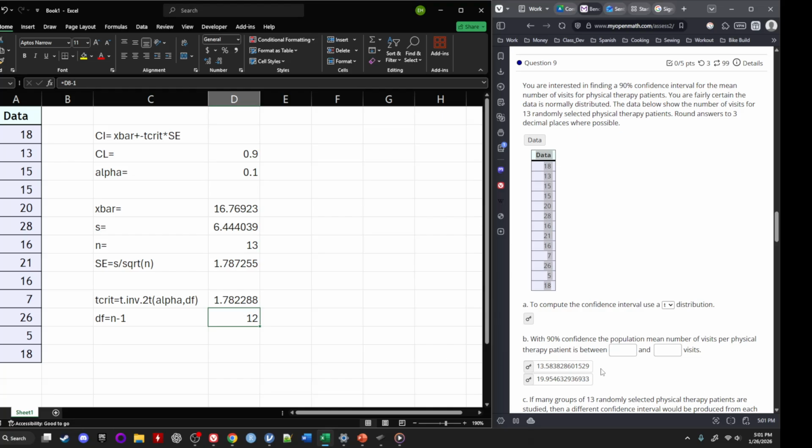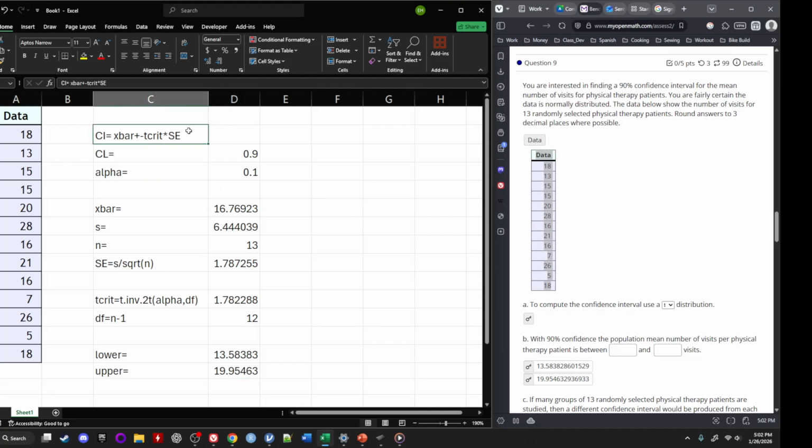I have the answer down here already. It should be between 13.58 and 19.95. So we can type that this is the lower, and this is the upper value of our confidence interval. If we go back up to our confidence interval equation, for our lower value, we're going to do x bar minus t-critical times the standard error. I'll hit enter, and we got our 13.58, hooray. And for the next one, we can do x bar plus the t-critical times the standard error. I'll hit enter, we got 19.95.